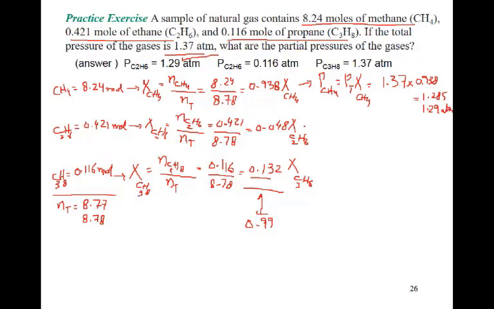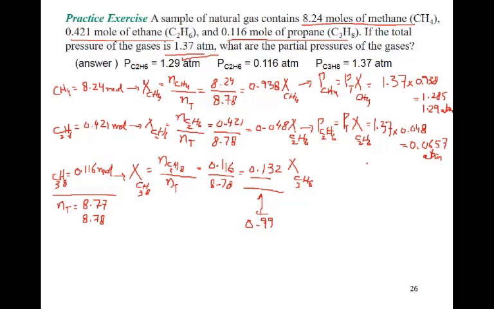Okay, and the second gas we calculate here: the partial pressure of ethane C2H6 is equal to total pressure multiplied by the mole fraction of C2H6, the same 1.37 total pressure multiplied by 0.048, which is equal to 0.0657 atmosphere. Some mistake is here, no problem, I'll change it in the actual PowerPoint.